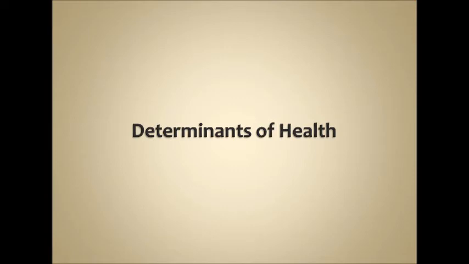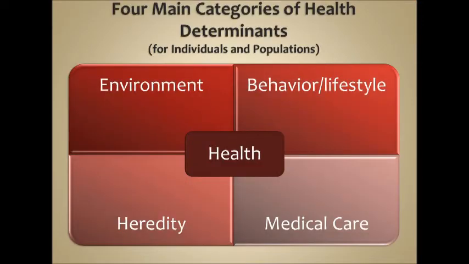Now that we've looked at different ways health is defined, let's look at different things that determine health. There are four main categories of health determinants for both individuals and populations that are outlined: environment, behavior and lifestyle, heredity, and medical care. In terms of environment, this refers to not only the physical environment, but the socioeconomic, sociopolitical, and sociocultural dimensions of that environment.